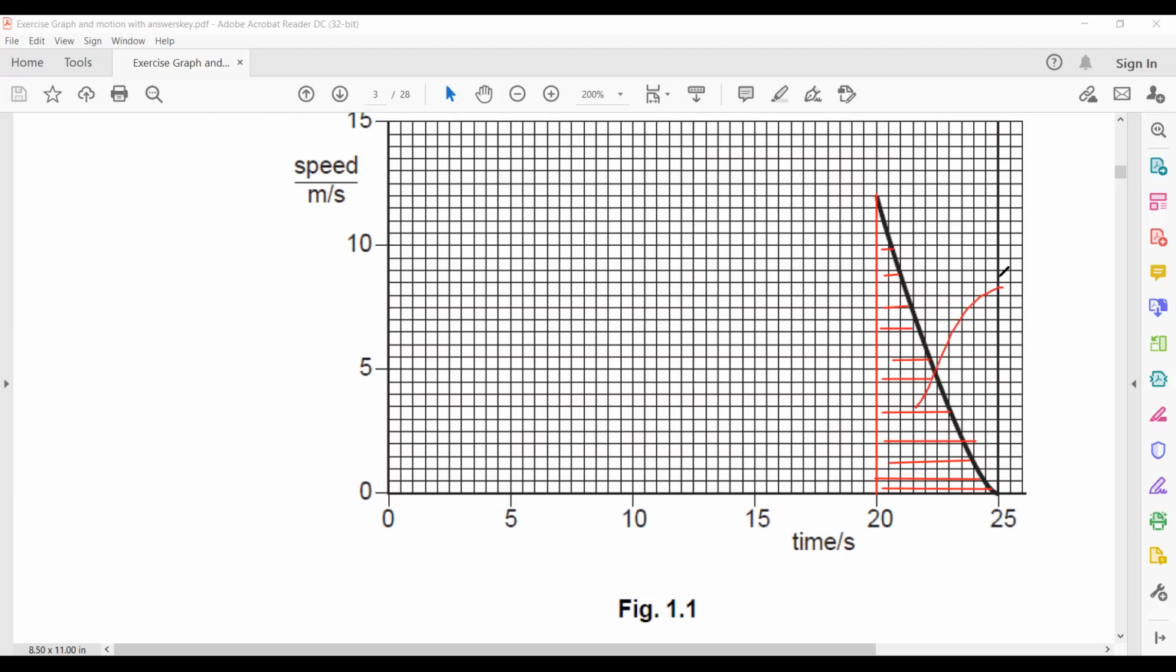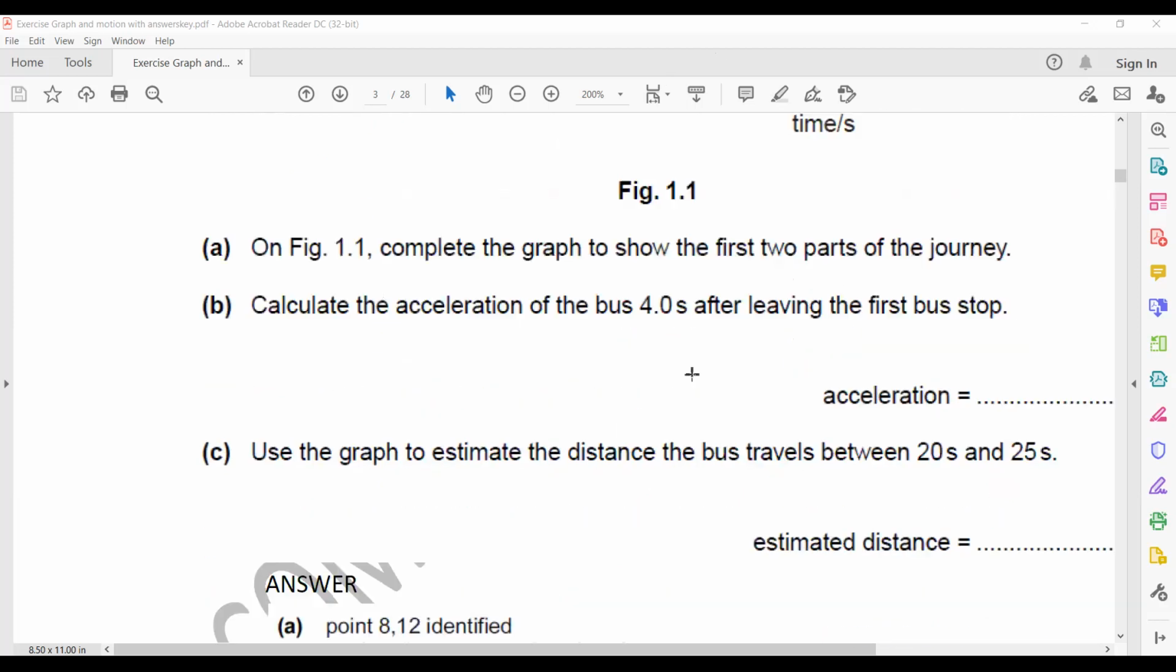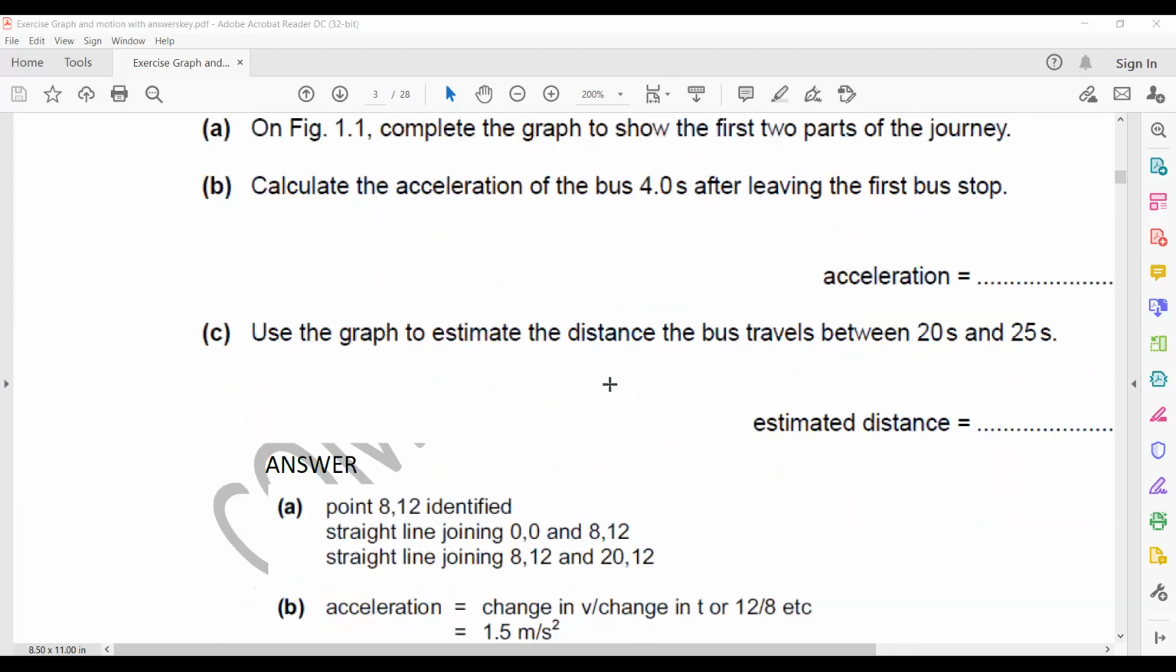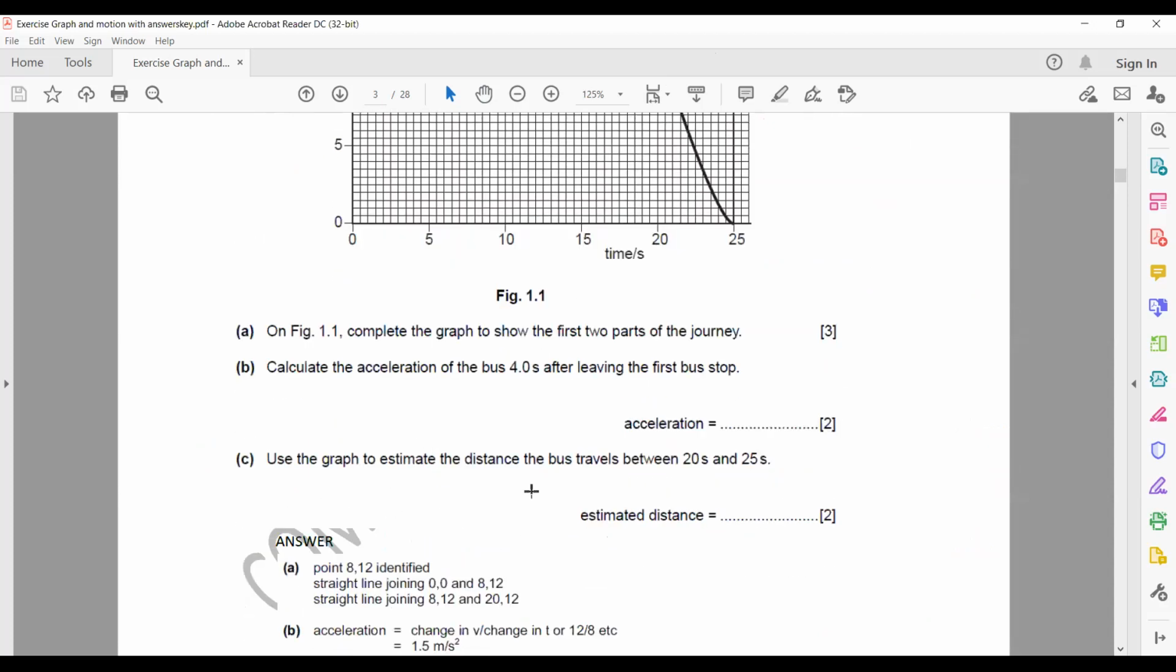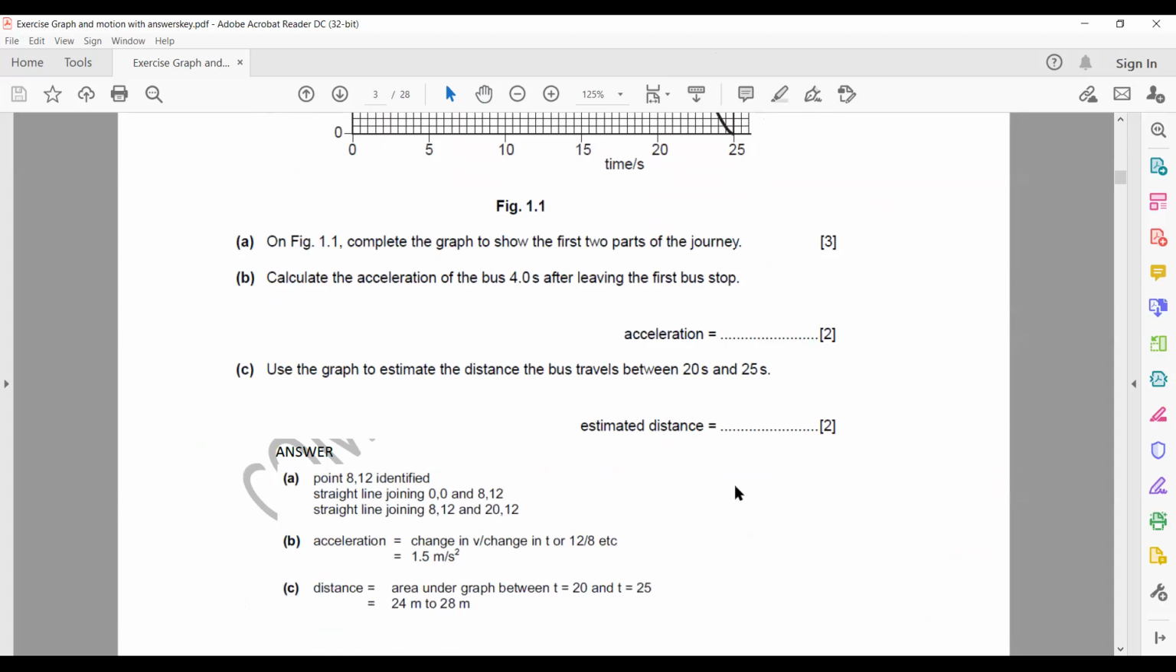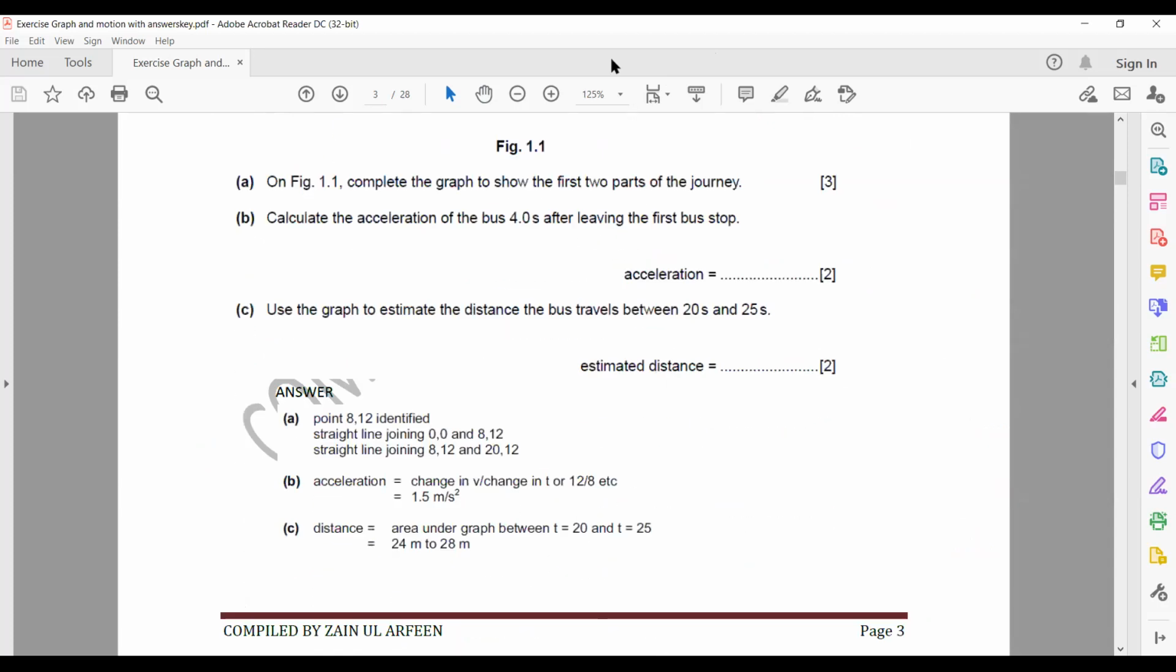So what we will do, we'll find the area of the triangle, which is half base into height. And we don't have to calculate the area for the whole journey because it only mentioned use the graph to estimate the distance the bus travels from 20 to 25 seconds. So you can use the area under the graph for 20 to 25 seconds and your answer will be in the range 24 to 28.